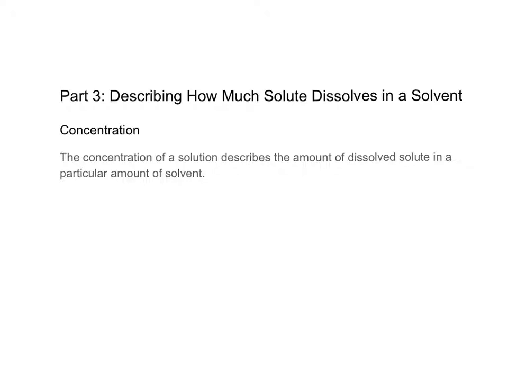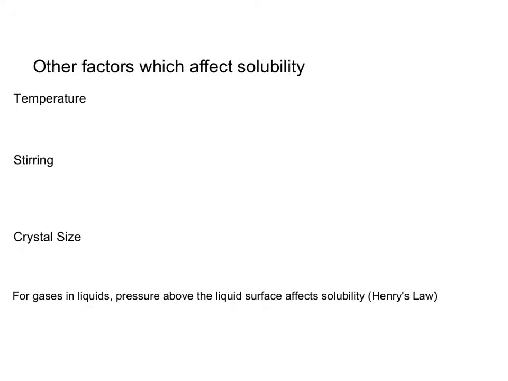Does that make sense? So, concentration in chemistry is defined as the amount of dissolved solute in a particular amount of solvent. So we always are talking about how much stuff can be dissolved in a given amount of solvent in terms of concentration. Now, there are some things that affect solubility. One of them is temperature. So temperature can affect solubility, stirring can affect solubility, and crystal size can affect solubility.